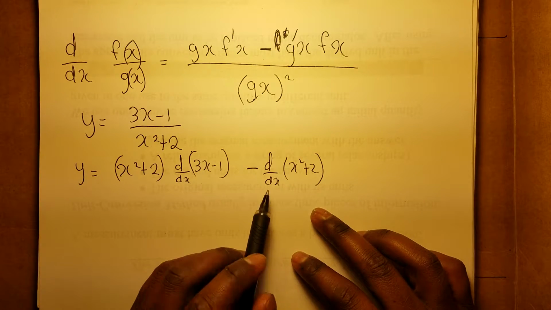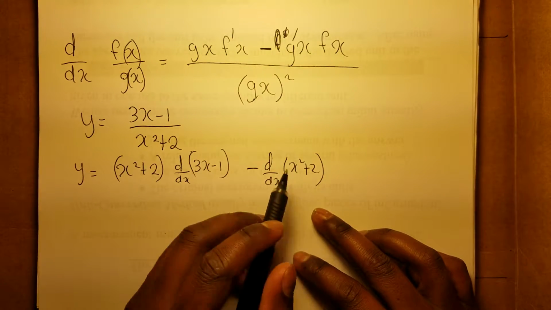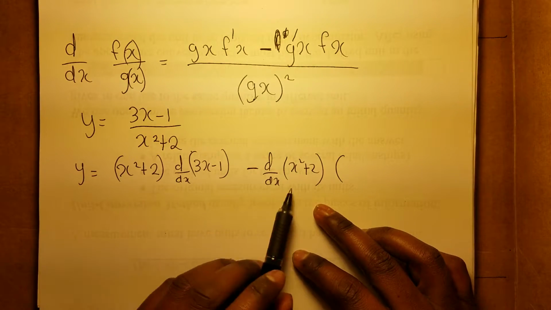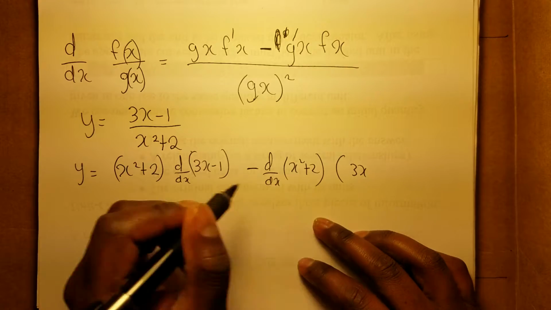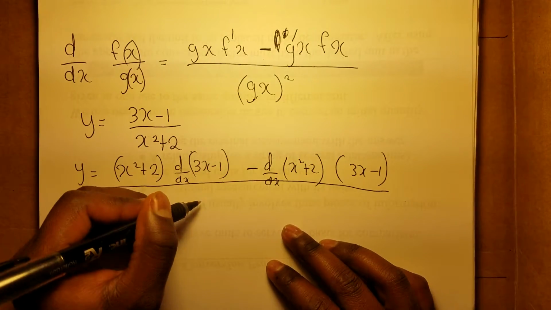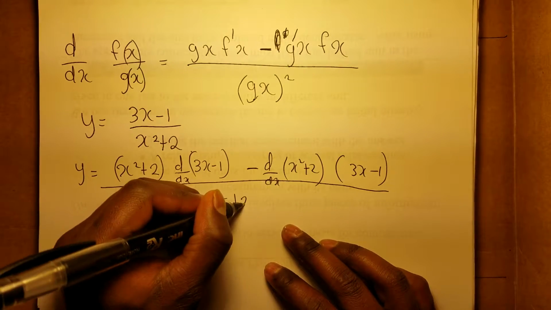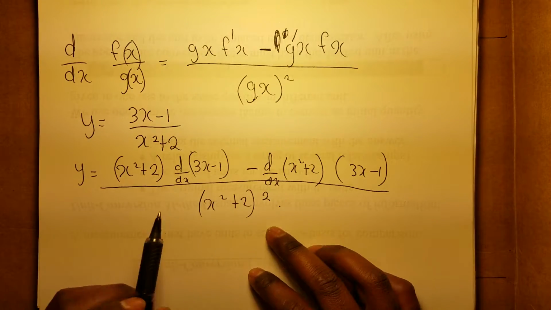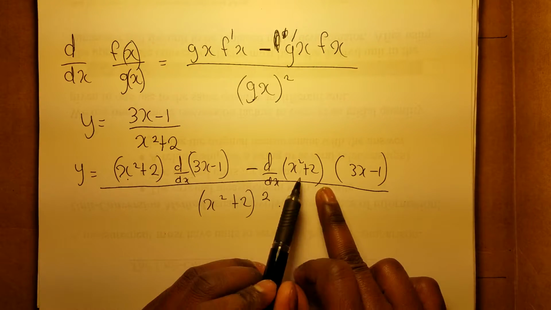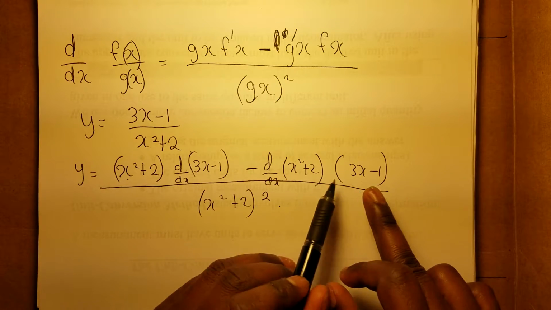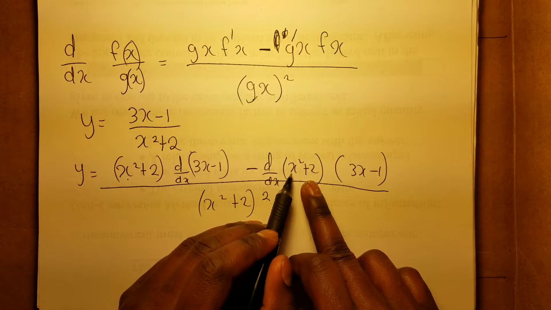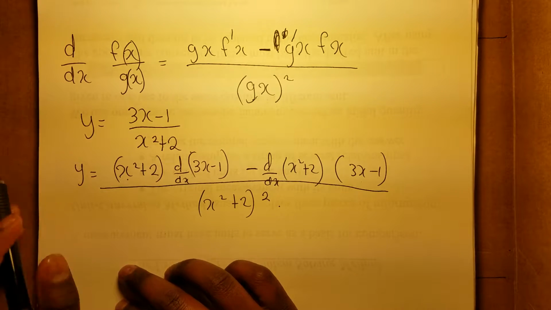minus the derivative of the bottom function, which is x squared plus 2, times the top function, 3x minus 1, all divided by the bottom function squared. Now this function doesn't change. If you look at it, this stays where it is. That's a good way to remember it. This stays here, this stays here. You just find the derivative of the second, derivative of the first, right, over things.